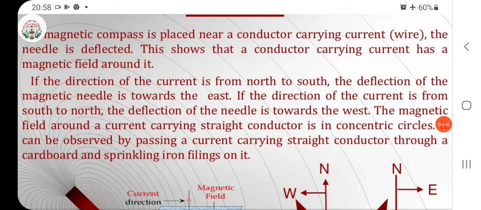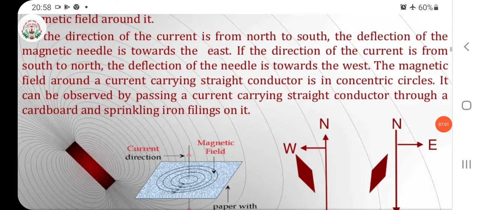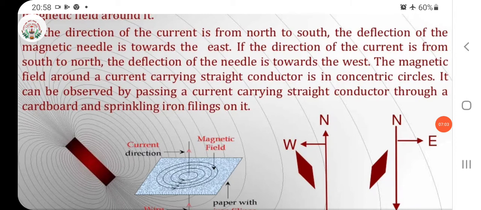If the direction of the current is from north to south, the deflection of the magnetic needle is towards the east. If the direction of the current is from south to north, the deflection of the needle is towards the west. Okay, so the direction of deflection depends upon the direction of the current. Clear? The magnetic field around a current carrying straight conductor is in concentric circles.